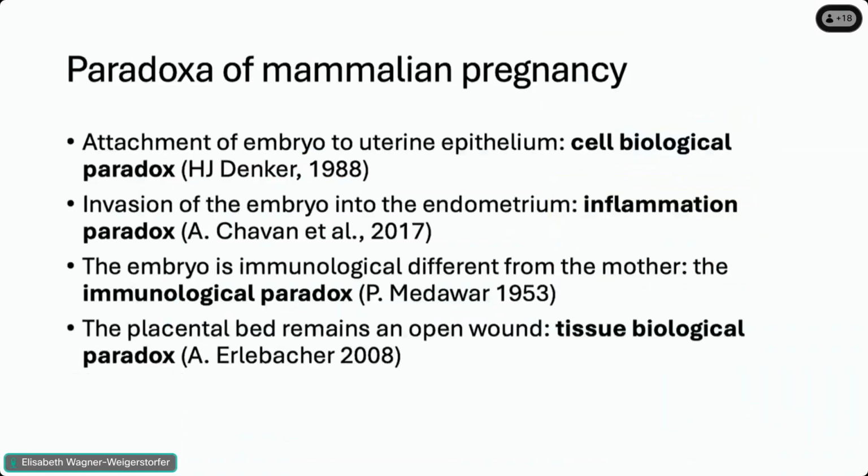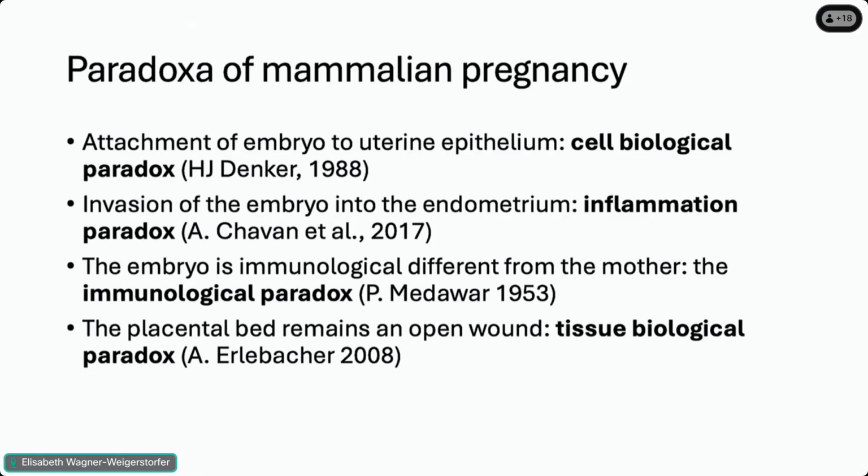Okay, so now it's also important to remember that these key innovations that happened in the stem lineage of Eutherians had to overcome quite a number of cell biological obstacles. For instance, Hans-Jörg Denker pointed out that attachment of the uterine epithelium with the embryo is unexpected, because epithelia are not supposed to stick to each other. We pointed out that there's a so-called information paradox. Best known is Peter Medawar's realization that there's an immunological paradox, because the embryo should be attacked by the adaptive immune system because it's genetically different from the mother.